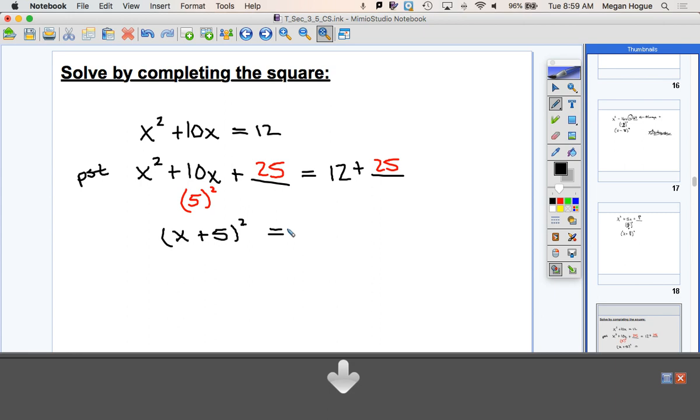What do you think I'm going to do on the right? Add those numbers. 37.